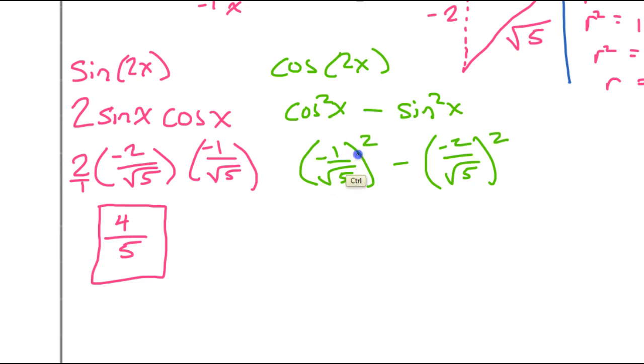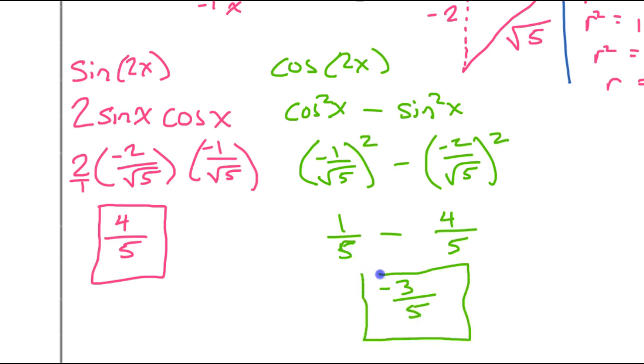So the negative is going to go away because I'm squaring it, and I'm going to have positive 1 over 5. All right, radical 5 squared is just 5. And then similarly over here, I'm going to have 4 over 5. Radical goes away when you square it. So this is going to make negative 3 over 5. So this is the value of cosine 2x.